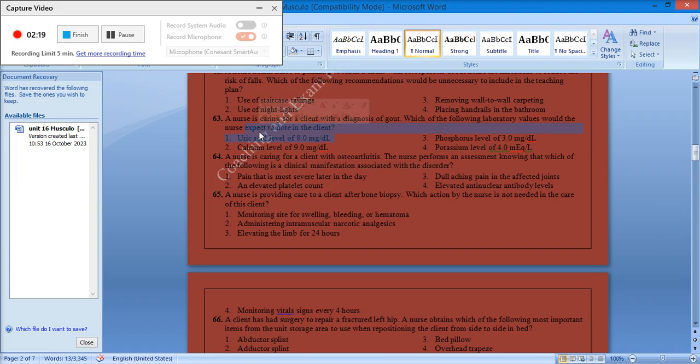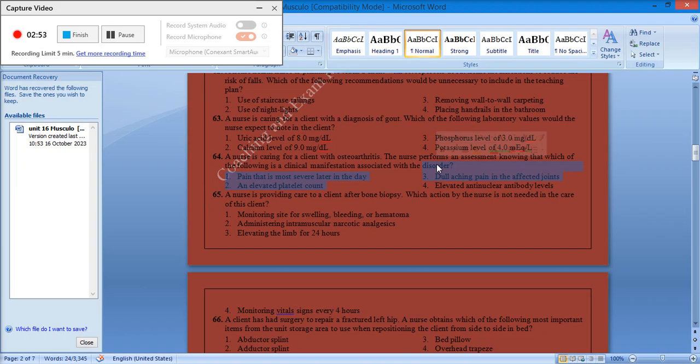64. A nurse is caring for a client with osteoarthritis. The nurse performs an assessment knowing that which of the following is a clinical manifestation associated with the disorder? 1. Pain that is most severe later in the day. 2. An elevated platelet count. 3. Dull aching pain in the affected joints. 4. Elevated antinuclear antibody levels. The correct answer is 3. Dull aching pain in the affected joints.